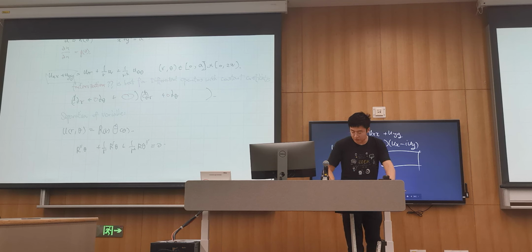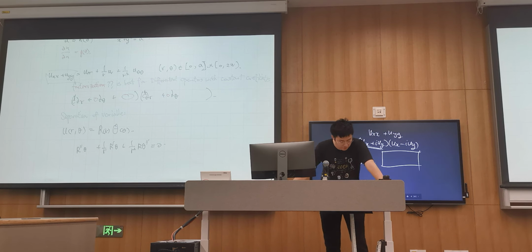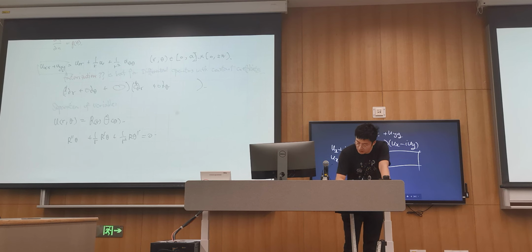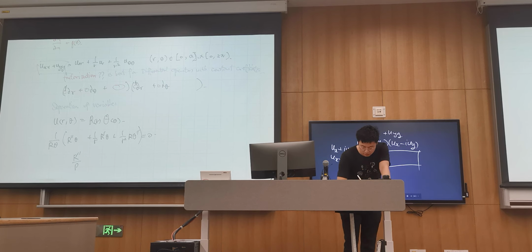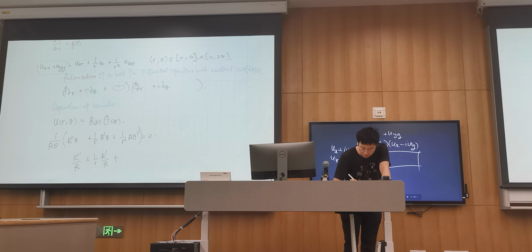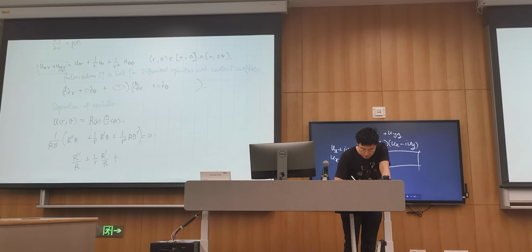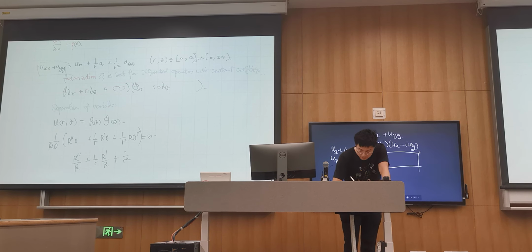And then of course let's first divide the whole equation by R multiplied by theta, so both sides times 1 over R theta is still 0. And then we'll have something like R double prime over R plus 1 over r times R prime over R, plus 1 over r squared times theta double prime over theta equals 0.